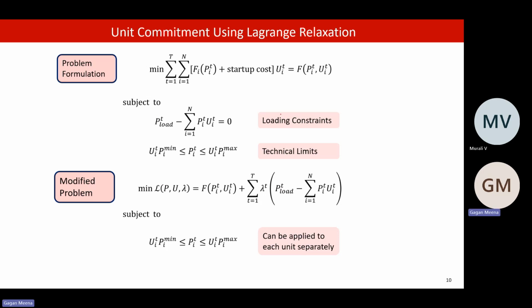Then it is subject to these constraints. One is the loading constraint, which is also the power balance constraint, and this is to be satisfied for each time block, for each t belonging to T. Similarly, this technical limit is also for each generator i belonging to Ng and t belonging to T.